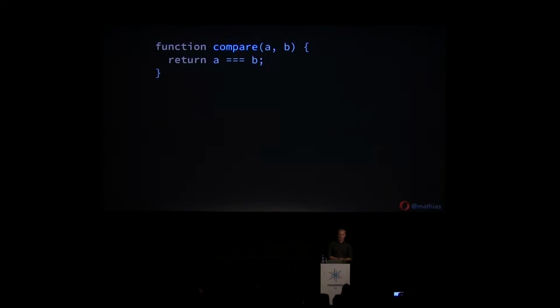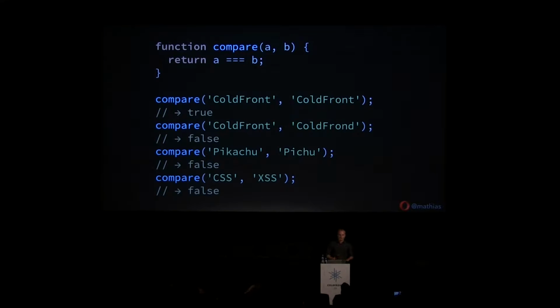Here's a simple example. Let's say you want to compare two strings in JavaScript. It's not very tricky or hard, right? You would probably just use an equality operator, and because you're just comparing two strings, it doesn't matter whether you use triple equals or double equals, so let's just bypass that whole discussion. Okay, you compare the string ColdFront with itself, and it returns true. And if you compare two strings that are different, it returns false. This is exactly what you would expect, right?